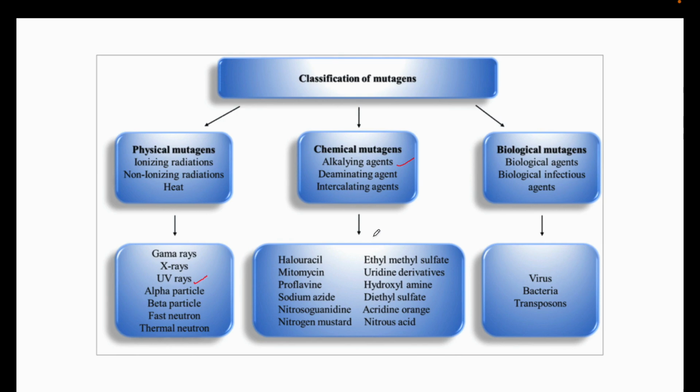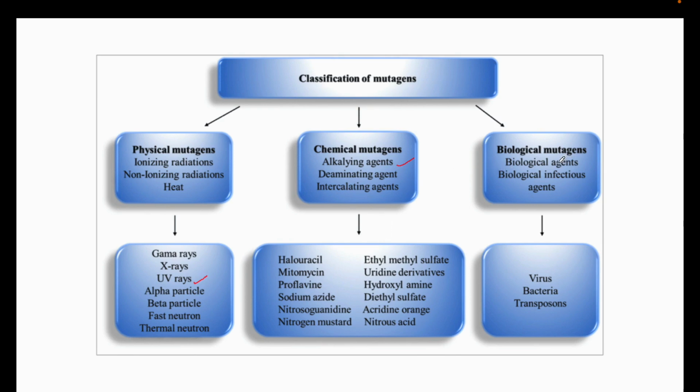Apart from this, the chemical mutagens also contain various alkylating and deaminating agents. These are the examples: mustard gas and nitrous acid, these are all deaminating agents, whereas ethyl methyl sulfonate is an example of an alkylating agent. They add alkyl groups, the ethyl or methyl group, to the purines and pyrimidines in the DNA.